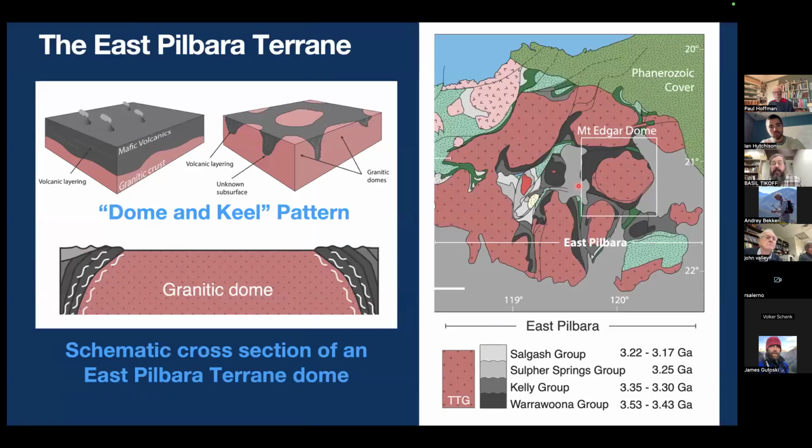The East Pilbara Craton, among many of the other Archean cratons, shows this very clear dome and keel structure, where, in cross section here, you get granitic domes, you get shearing on the margins of that dome, and then you get steep fabrics in the keels that basically get pulled down into the crust in these locations.